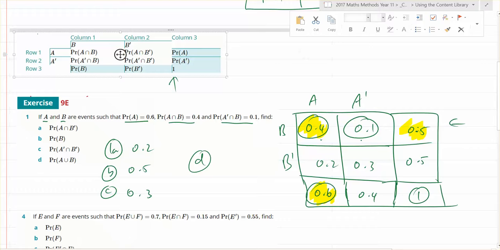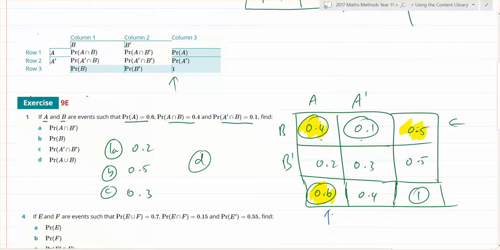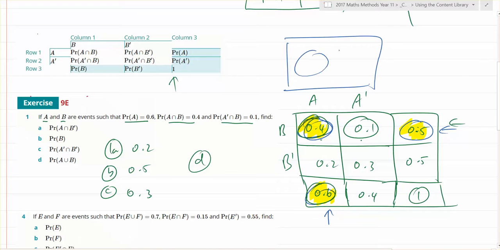The reason is that if I calculate the total here, and I use these two values, then I've counted this number twice. So it's like a Venn diagram where, if you've got A and B, then the probability of A union B is the probability of A plus the probability of B minus the probability of A intersection B. Same idea. Like I said, this is like a Venn diagram presented in table form, so the rules for Venn diagrams still apply.